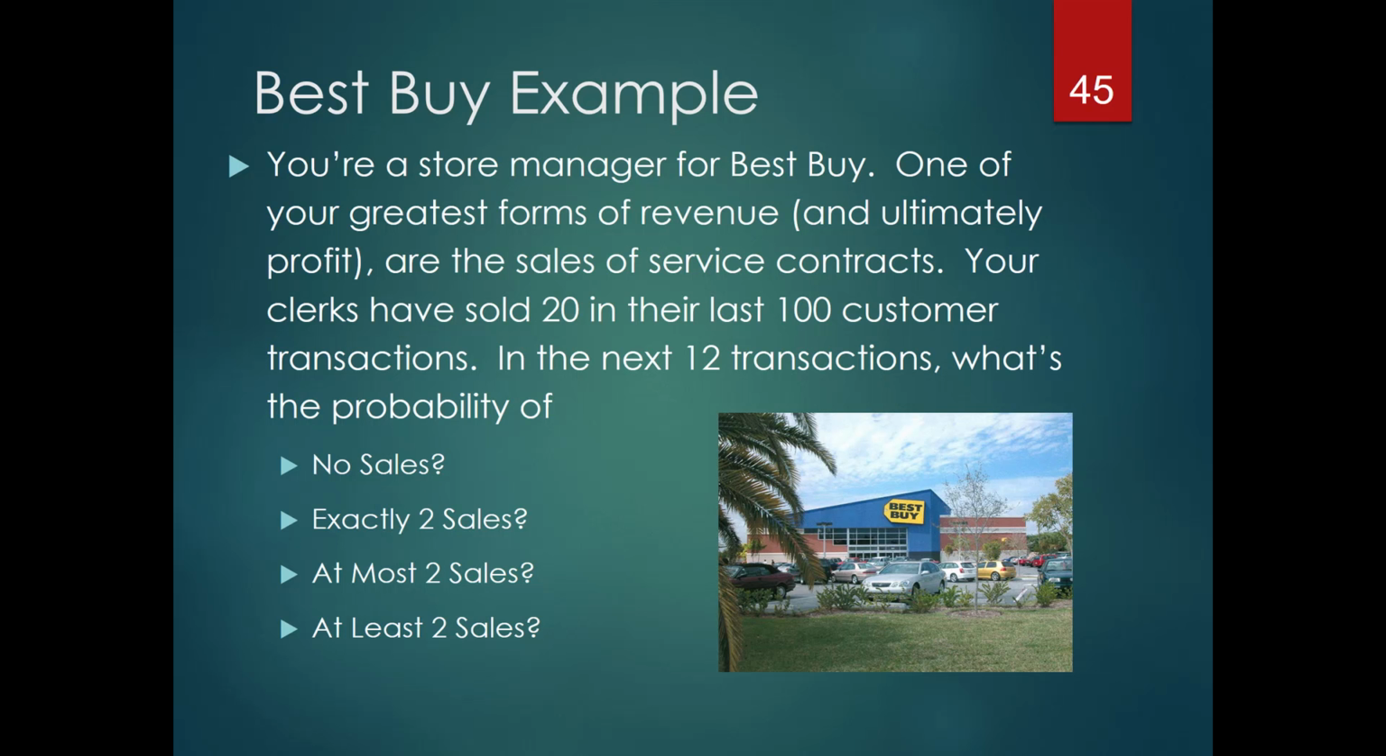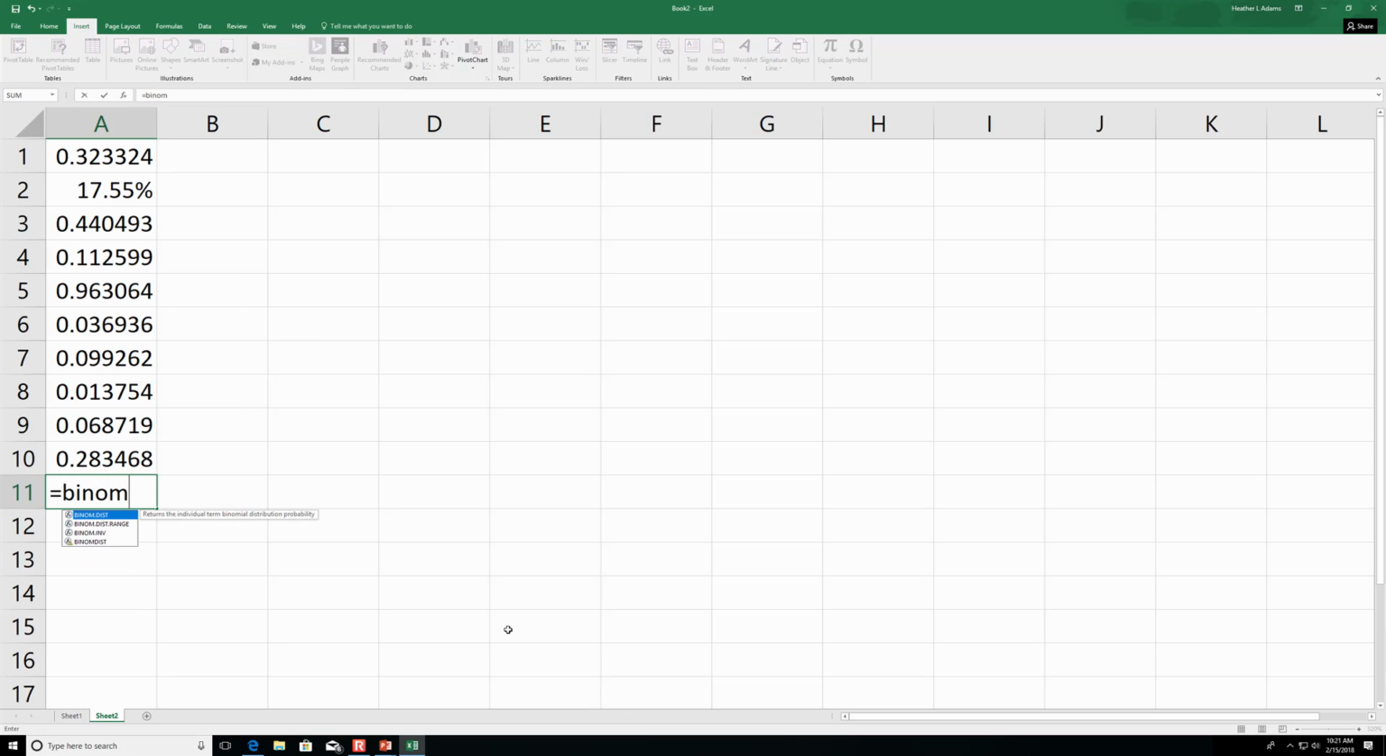What about at most 2 sales? So at the most I want 2, that means 0, 1, and 2. So 2 is included and I want a less than problem, so I don't need to worry about the complement rule and 1 minus. So I just need true for cumulative and 2 for x. Okay, so equals binomial distribution, 2 successes, number of trials is 12, and the probability of success, and this time true. Okay, so 2 or fewer is going to be a little bit higher than exactly 2 because you're including probability of 0 and probability of 1, so 55.8%.